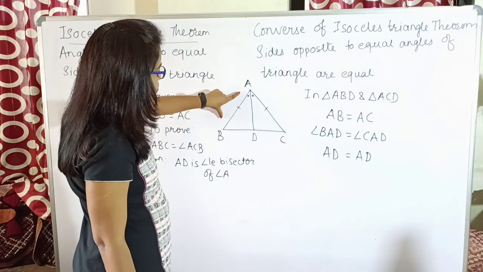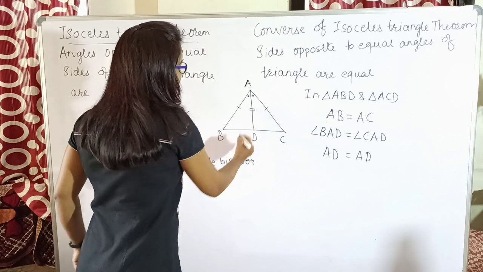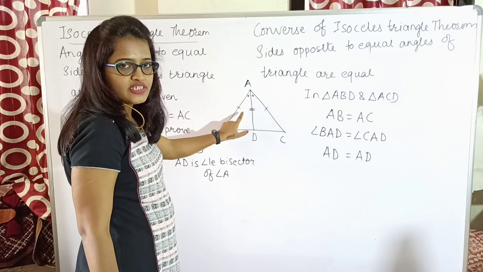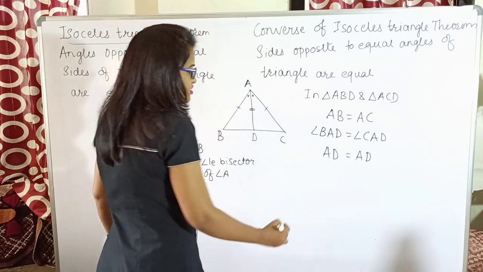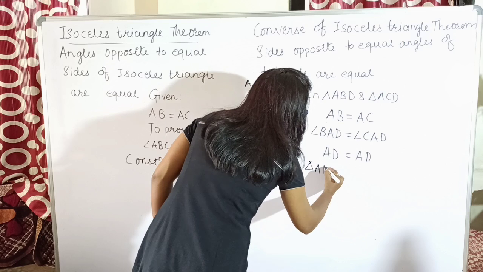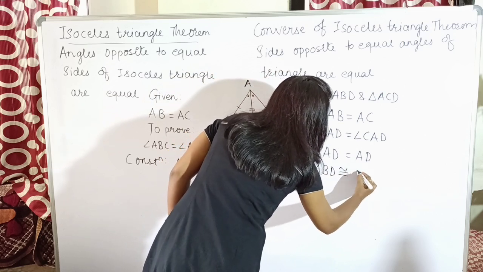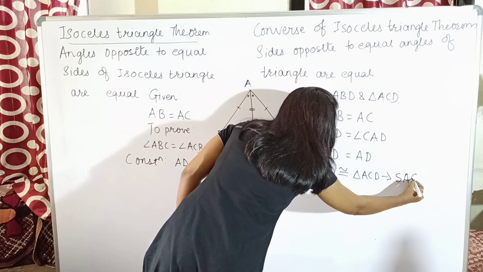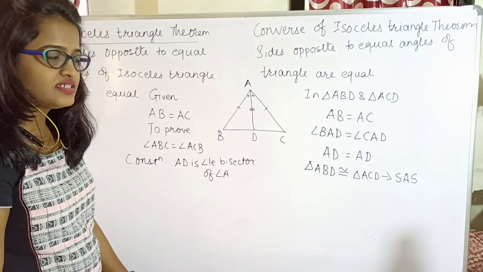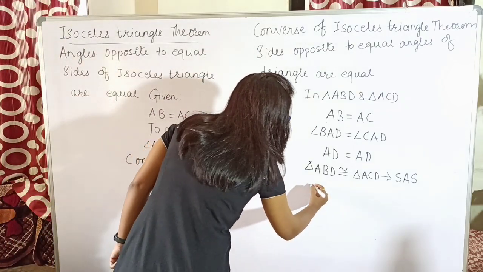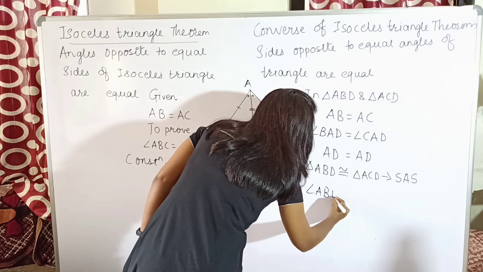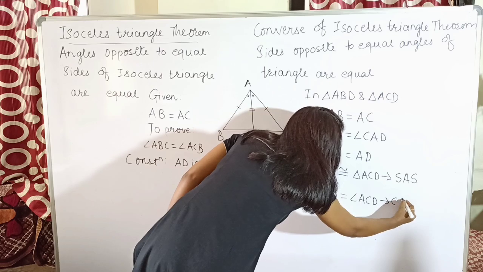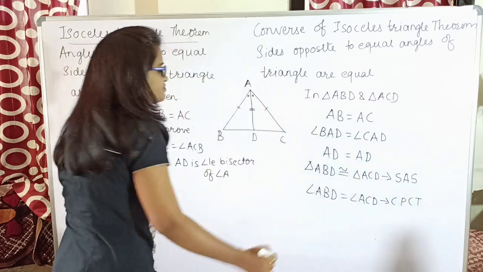So what you can see is one side, one angle and the other side, and the angle is exactly present between the two sides, so it is an included angle. So can I say triangle ABD is congruent to triangle ACD by what congruency? By SAS congruency, isn't it? And if the two triangles are congruent, by CPCT, ABD will be equal to ACD, because those are corresponding parts of congruent triangles.